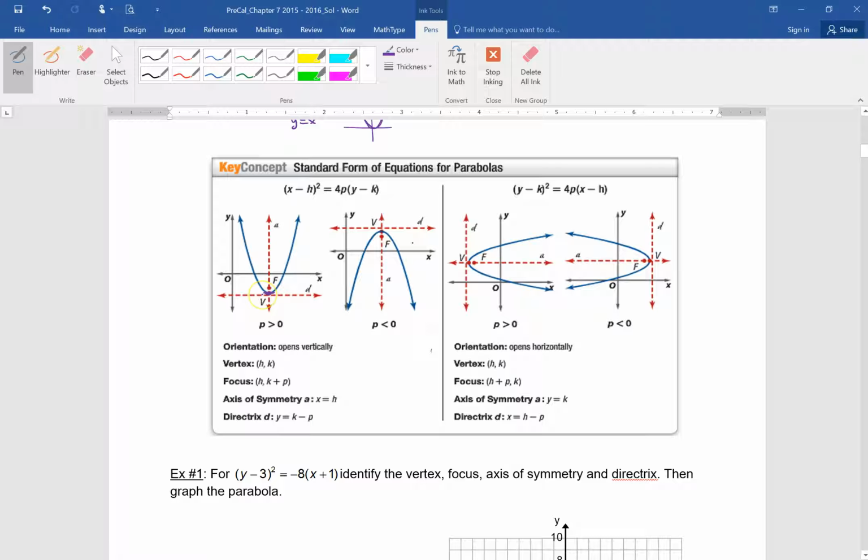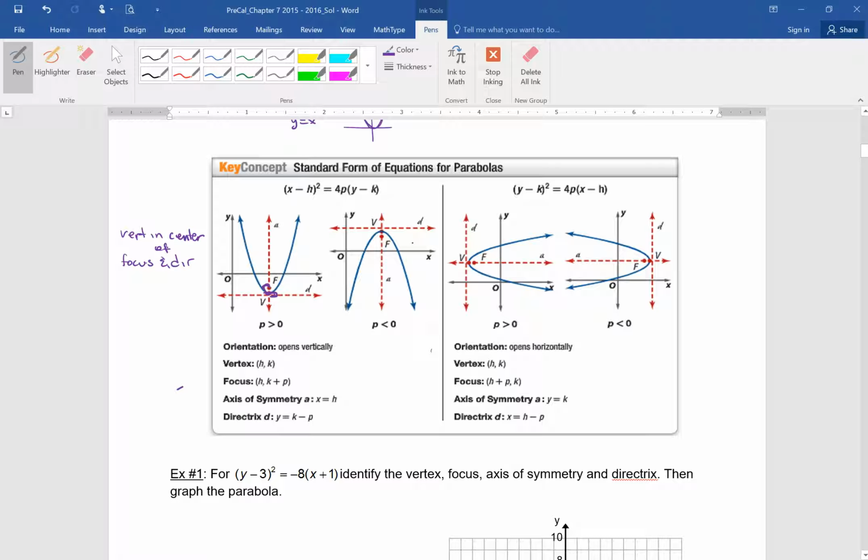Okay, that's the vertex. The focus and the directrix are equally far away from the vertex. So if you're sitting on the vertex, if you go 2 units up to hit the focus, then you have to go 2 units down to hit the directrix. Okay? So focus and directrix are equally far away from the vertex. Another way to say that is the vertex is exactly in the middle of the focus and the directrix. Vertex in center of focus and the directrix. All right?